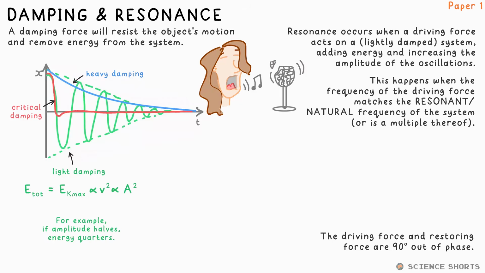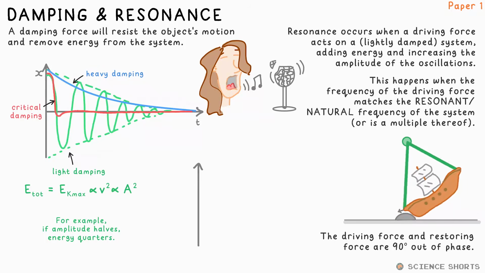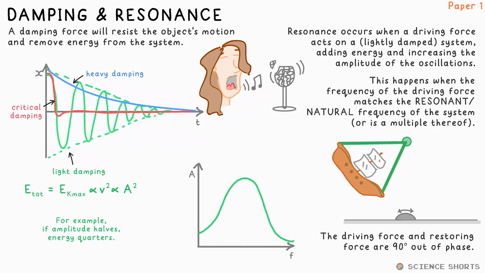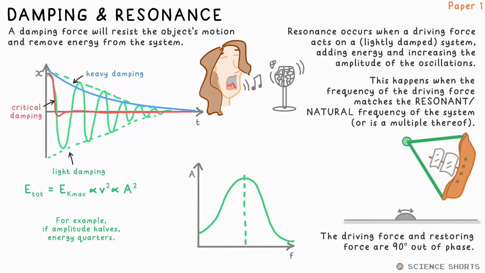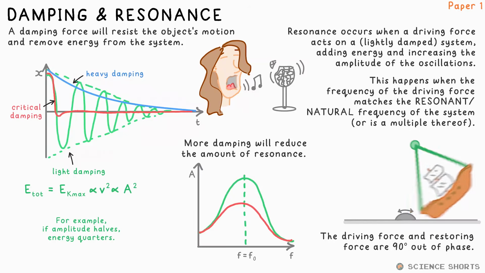The driving force and the restoring force are 90 degrees out of phase with each other, which means the driving force pushes most when the object is at equilibrium, much like the wheel under a swinging pirate ship ride, pushing it higher and higher every swing. If you draw a graph of amplitude against driving frequency f, we get the highest amplitude, the most resonance, when it's equal to the natural or resonant frequency f0, as we know. If you add more damping, though, the height of that peak decreases as you reduce the effect of resonance. Note that the peak does not get any narrower, though.